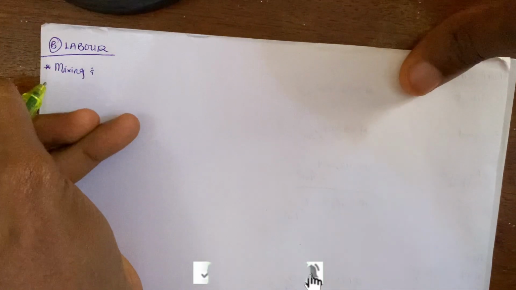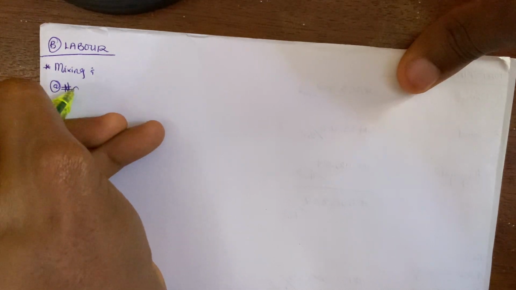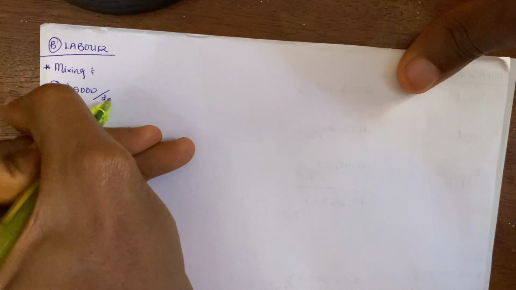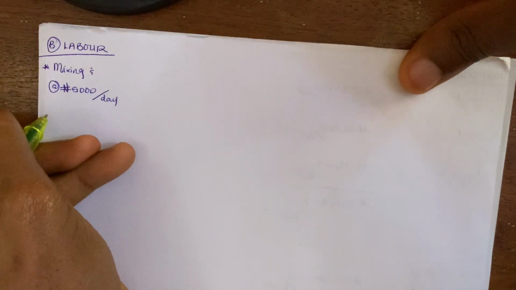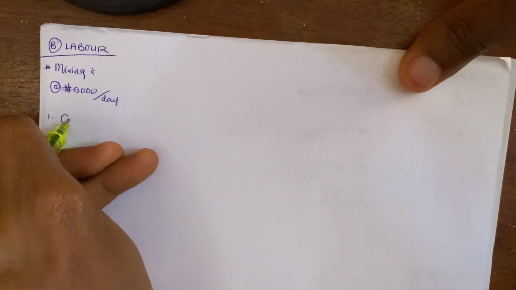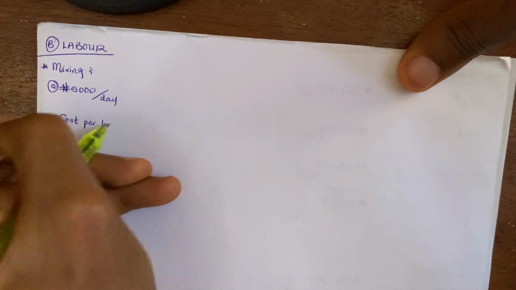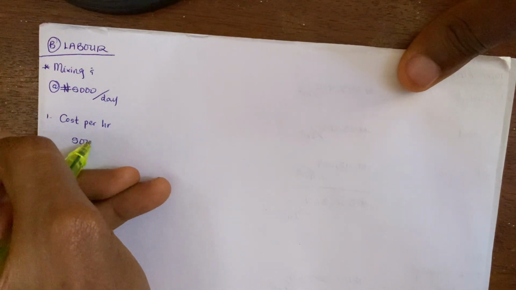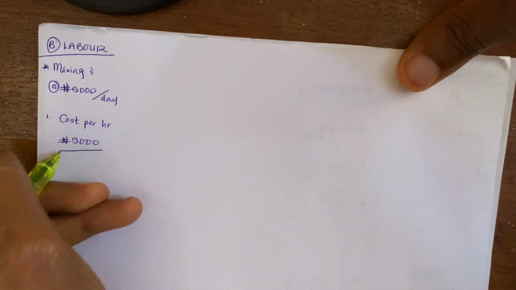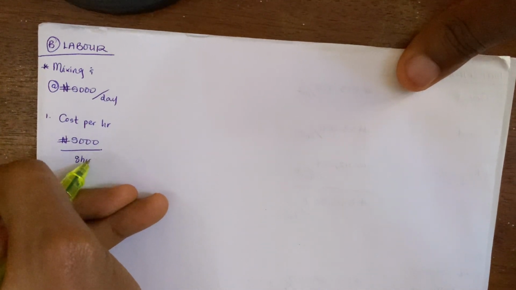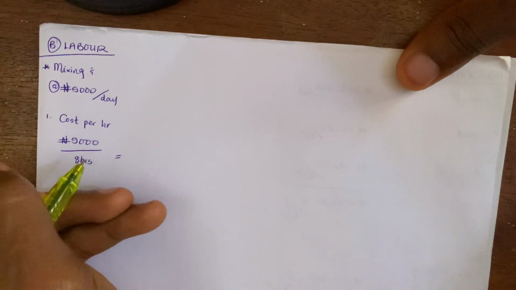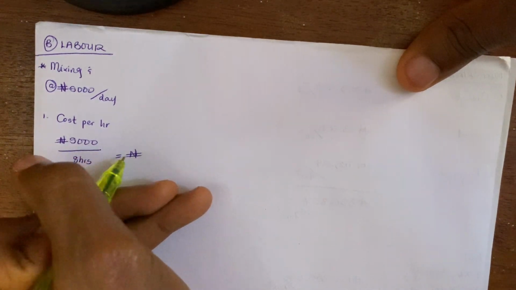So for the laborers, they said that we have to pay them at the rate of 5,000 naira per day. So we need to now deduce what that 5,000 naira per day will be per hour. So say mixing at 5,000 naira daily wage. So now say the cost per hour will become 5,000 naira divided by how many working hours do they work in a day? 8 hours. And that will be equals to 625 naira per hour.